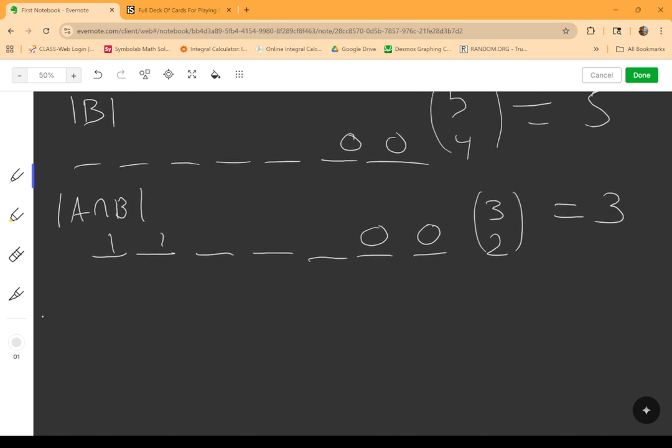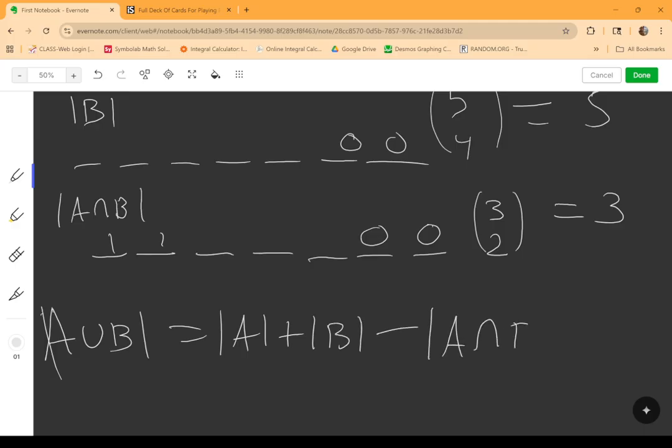Now we want to find A union B. The cardinality of that is the cardinality of A plus the cardinality of B minus the cardinality of A intersection B. That gives me a total of 10 plus 5 minus 3, which is 12. Again, we have to make sure we are appropriately counting so that we get all the possibilities. So that's one using 2 sets.